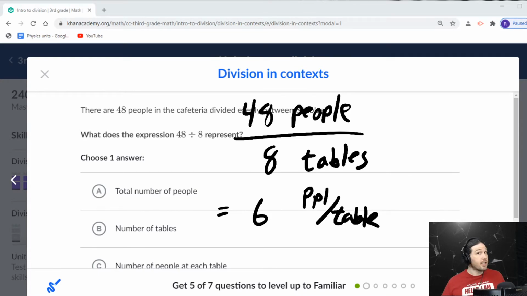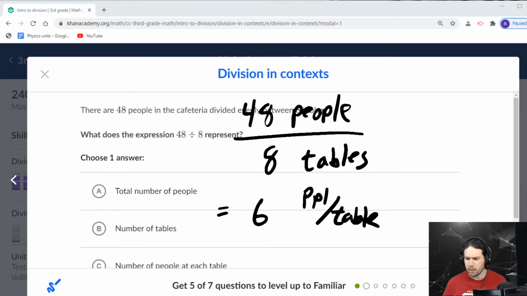And that makes sense in real life, ordinary English as well, right? There are 6 people per table. There are 6 people distributed to each table. The word per means divided by. You take the total number of people, you divide it by the total number of tables, and you get that number of people per table.